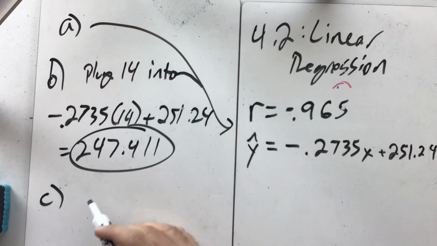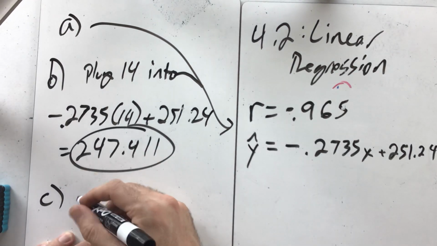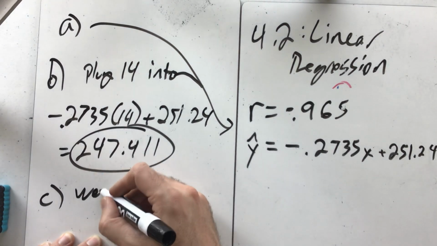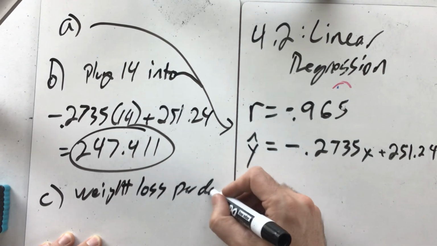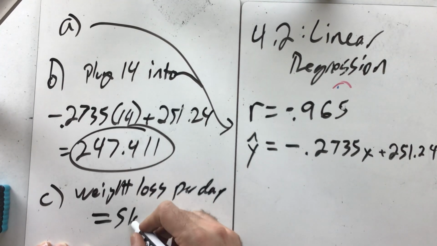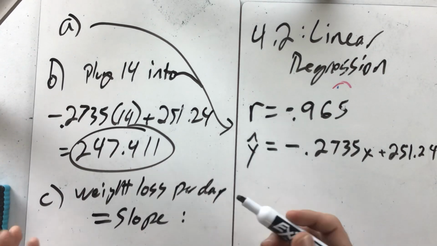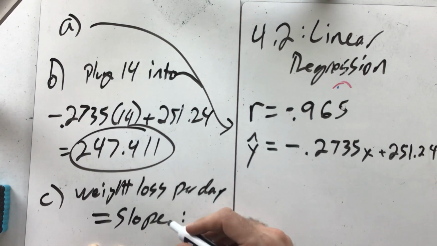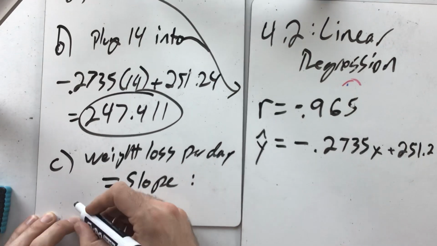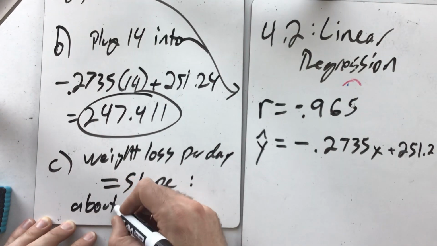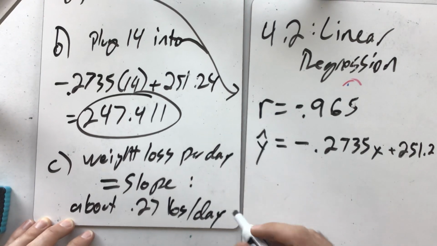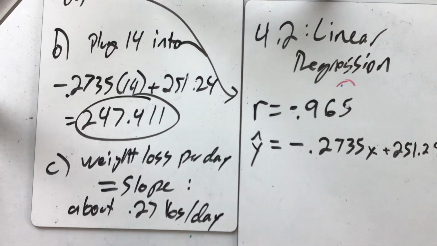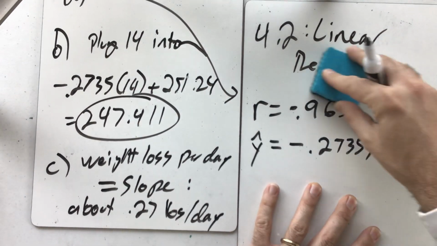Notice the amount of weight you're losing per day is just this slope number. So this is the weight loss per day. Per day is equal to the slope. So what does that mean? That means we're expecting to lose about 0.27 pounds per day. So that's pretty good. If you're on a diet and you could lose like a quarter of a pound a day, I think you'd be pretty happy with that diet.